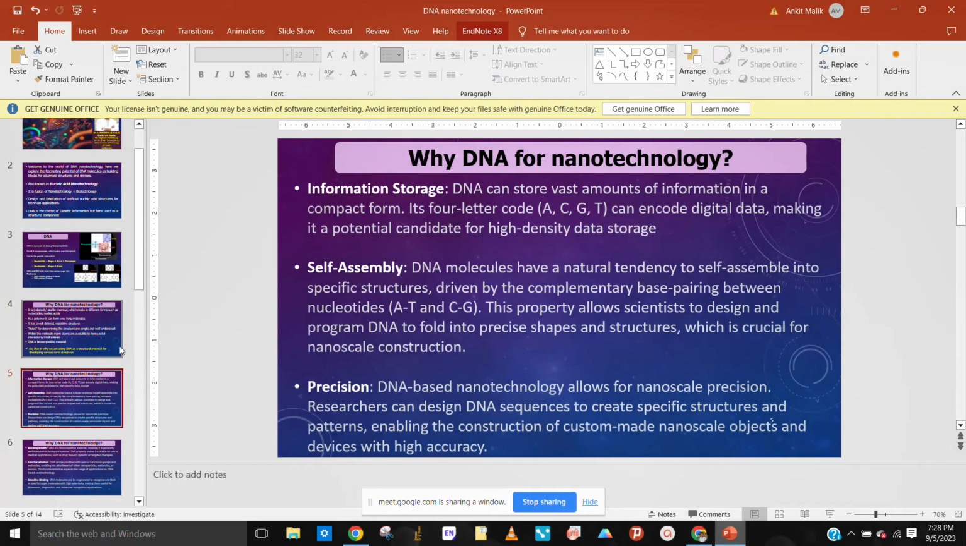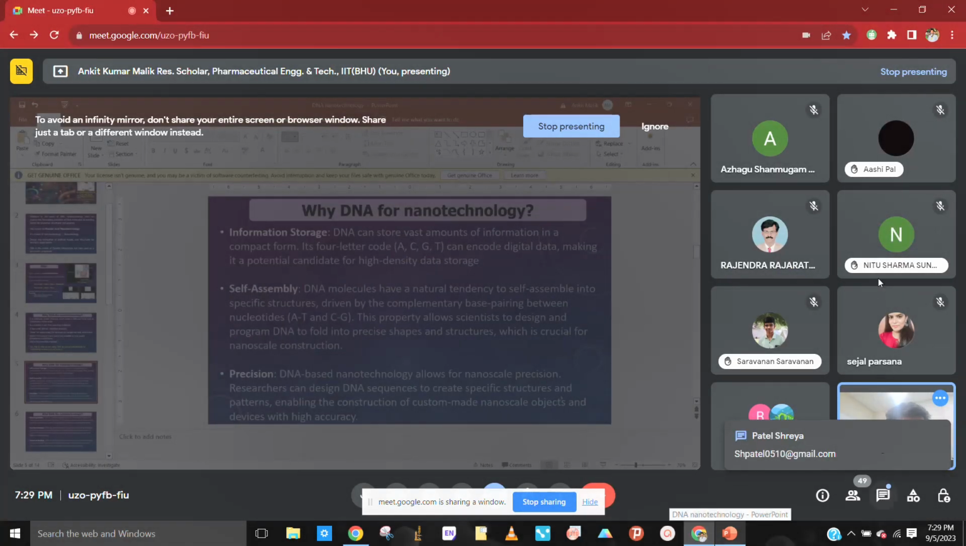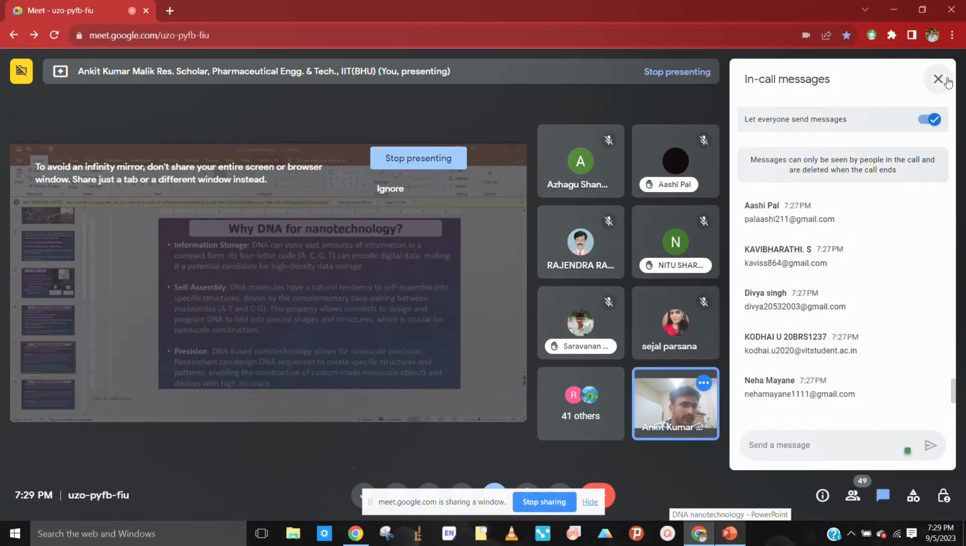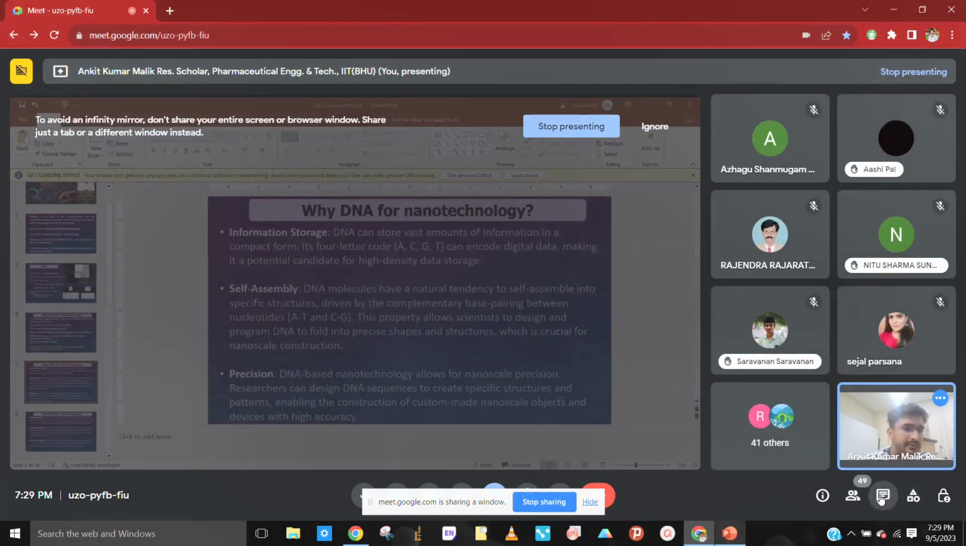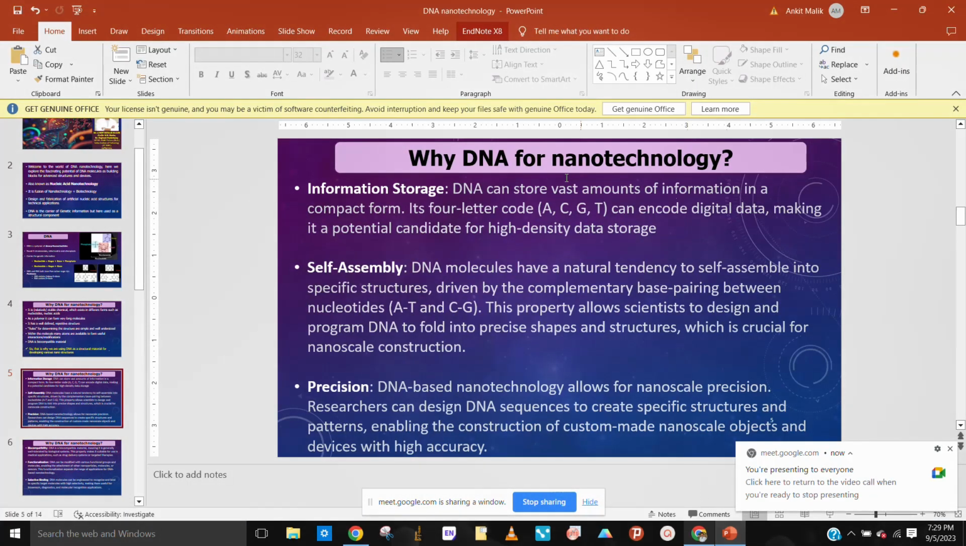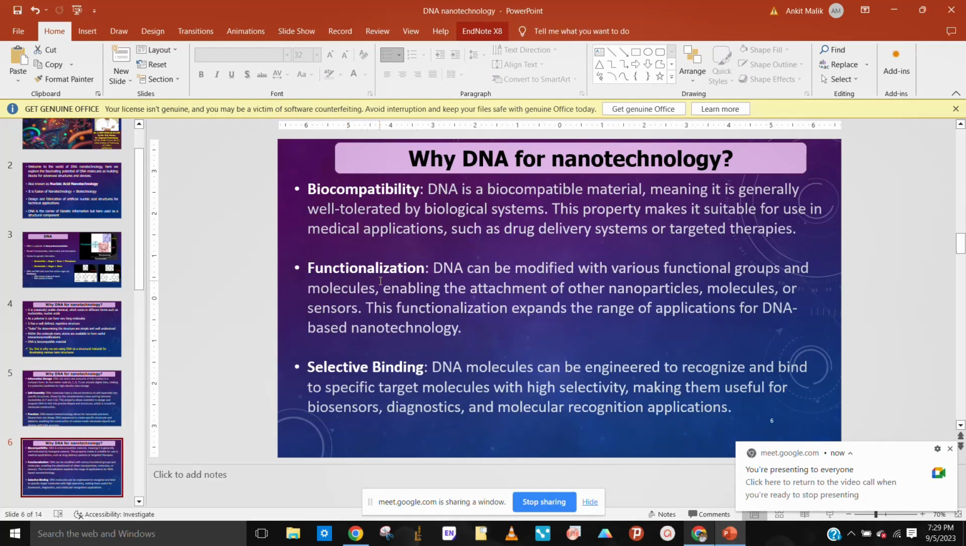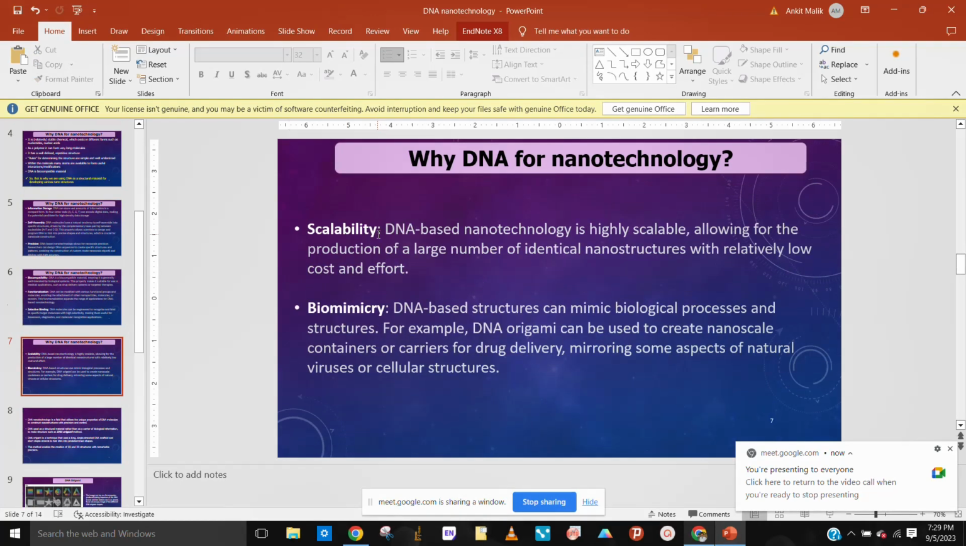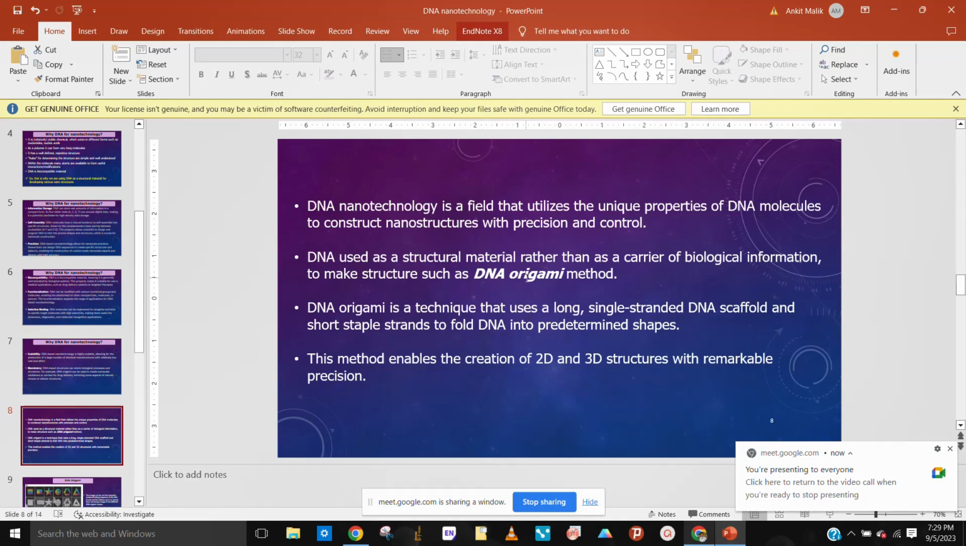There are various factors by which DNA is used for nanotechnology: information storage, self-assembly, precision, biocompatibility, functionalization, selective binding, scalability, and biomimicry. Then the DNA origami method is used.